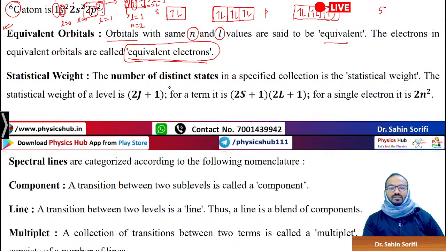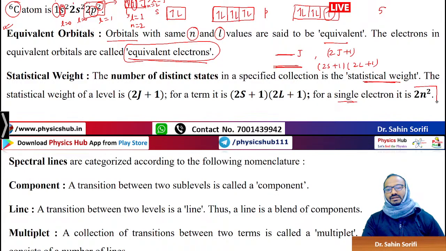Statistical weight. The number of distinct states in a specified collection is called the statistical weight. We have talked about level, which is the energy level characterized by J. For this, the statistical weight will be 2J plus 1. We have talked about terms, a collection of energy levels. For the term, the statistical weight will be (2S plus 1)(2L plus 1). If you consider a single electron, you know it already. The statistical weight is 2S plus 1. Okay, so this is important.